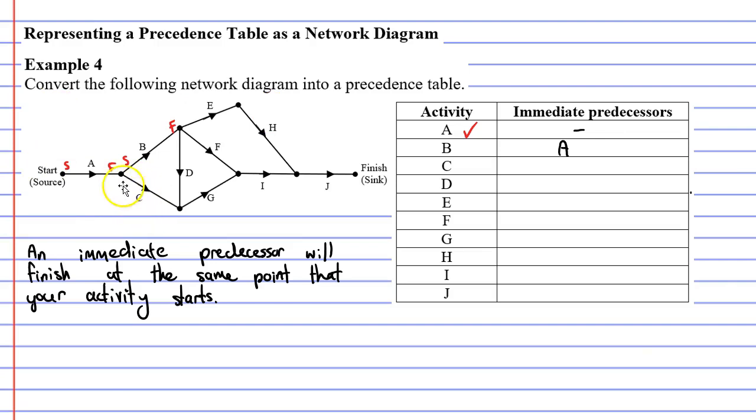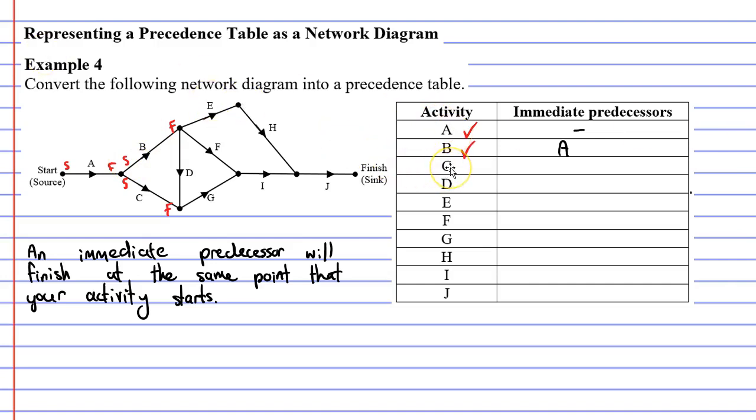Now, do we write one of these down as the immediate predecessor, or do we write both of them down? It's important to note that an immediate predecessor will finish at the same point that your activity starts. So when we look at this vertex where activity B starts, you can see that activity A finishes here. So activity A is definitely an immediate predecessor for activity B. What about activity C? Well, we can see that activity C starts at this vertex and finishes at the vertex at right. So activity C cannot be an immediate predecessor for B because it doesn't finish at B's starting vertex.